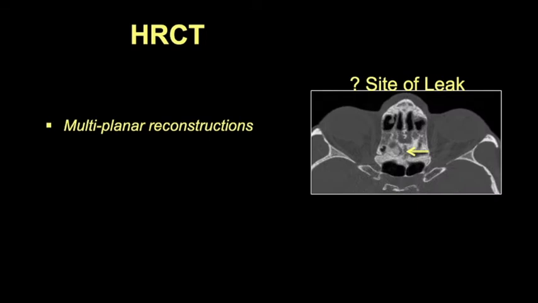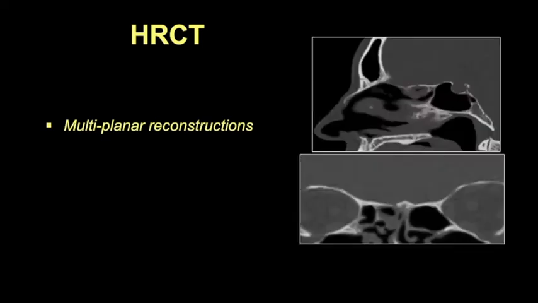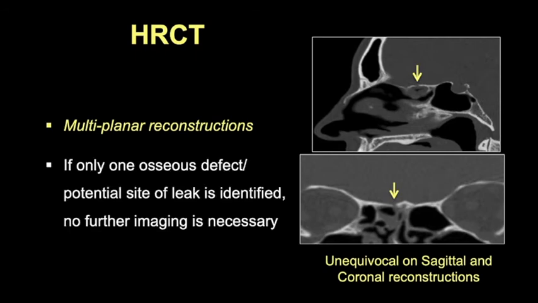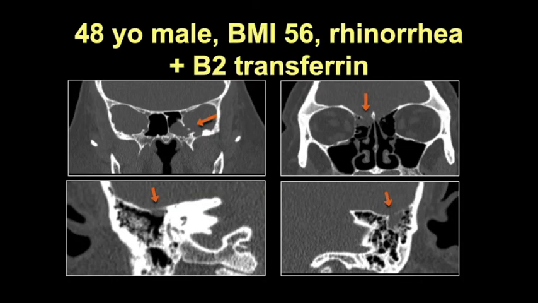For instance, here's a case of a patient with a remote history of trauma with a subtle linear lucency through the right ethmoid roof in the axial plane, which is unequivocally the site of leak when seen on sagittal and coronal reconstructions. If there's only one osseous defect in a patient with a definite leak and positive beta-2 transferrin, then no further imaging is necessary and the patient may proceed on to surgical repair. However, here's a bit more complicated case.